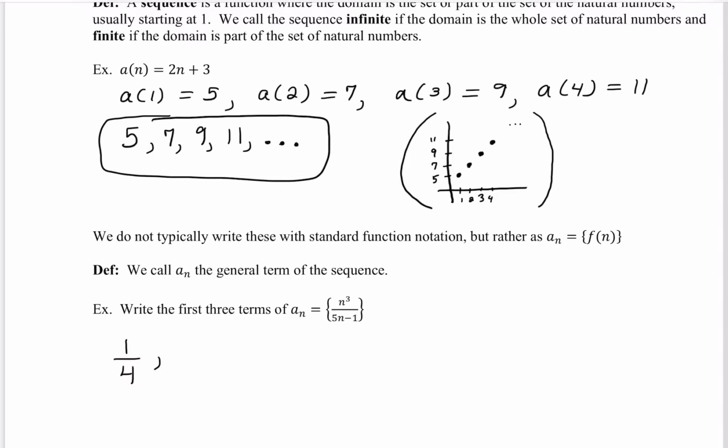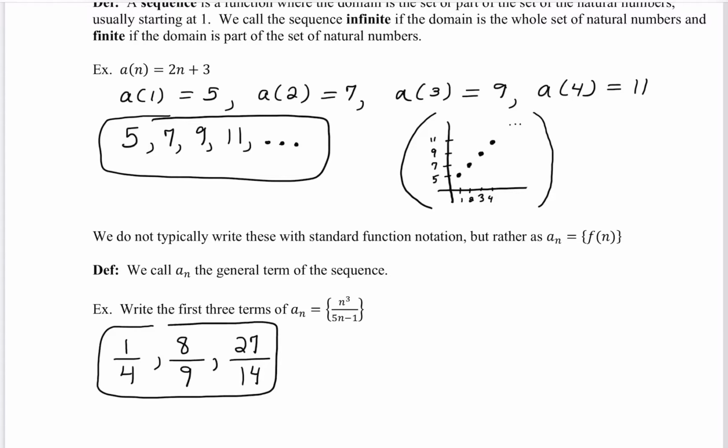And then we'd sub in 2. So my 2 cubed would be 8 over 10 minus 1 would be 9. And then subbing in my 3, so 3 cubed would be 27 over 15 minus 1 would be 14. And so those would be my first three terms there. So I just chose to write them out. If you wanted to refer to them specifically, that would be with subscripts a sub 1, a sub 2, and a sub 3 is what we just found there.